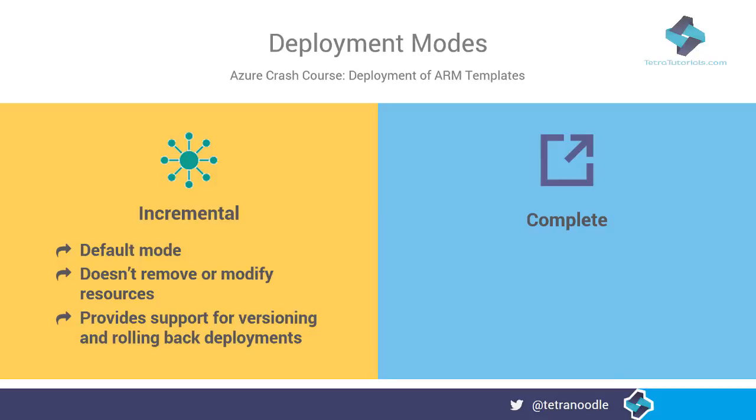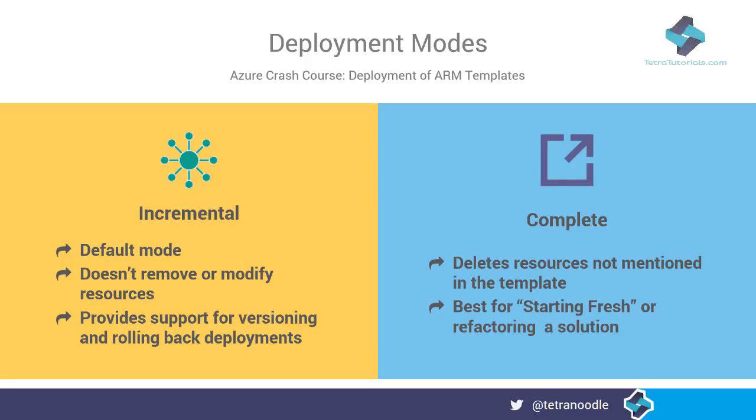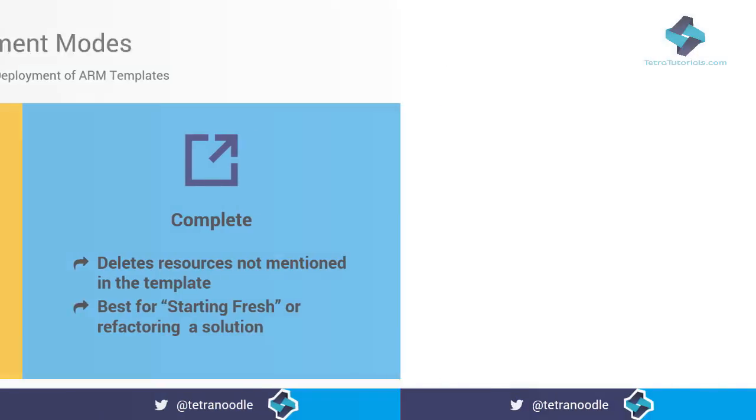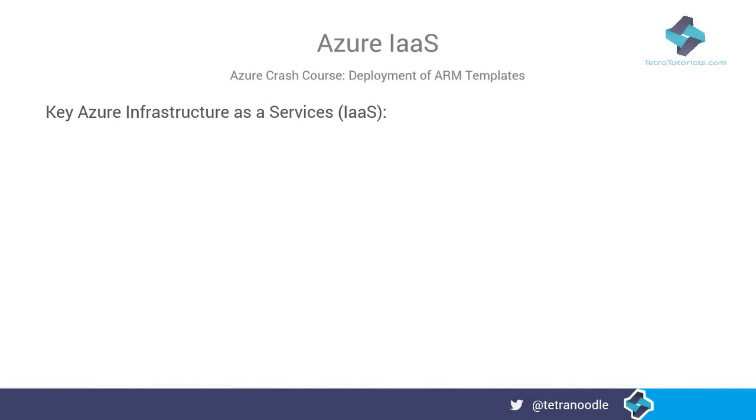In the complete deployment mode, the Azure ARM template will delete any Azure resources that are not mentioned in the ARM template. This is the best option for when you want to start afresh or refactor a solution. Now let's look at some real-time applications of Azure ARM templates.